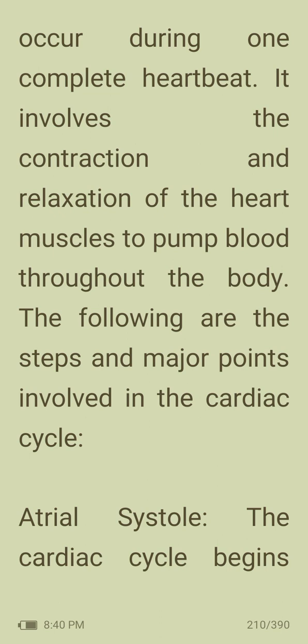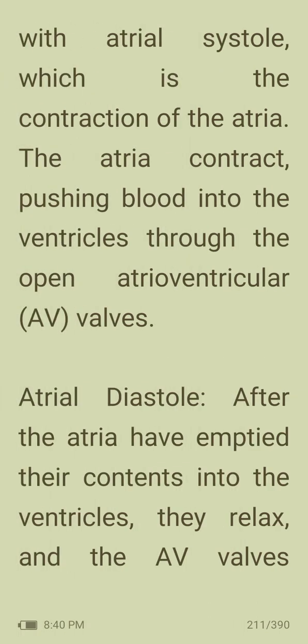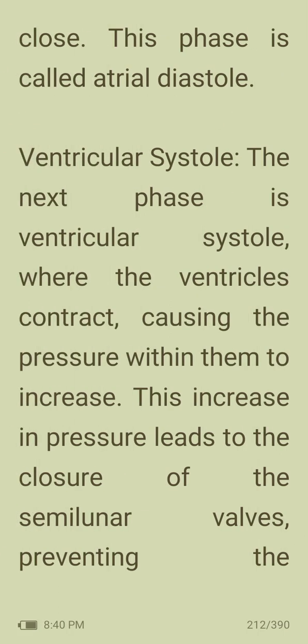Atrial systole. The cardiac cycle begins with the atrial systole, which is the contraction of the atria. The atria contract, pushing blood into the ventricles through the open atrioventricular valves. Then atrial diastole. After the atria have emptied their contents into the ventricles, they relax and the AV valves close. This phase is called atrial diastole.